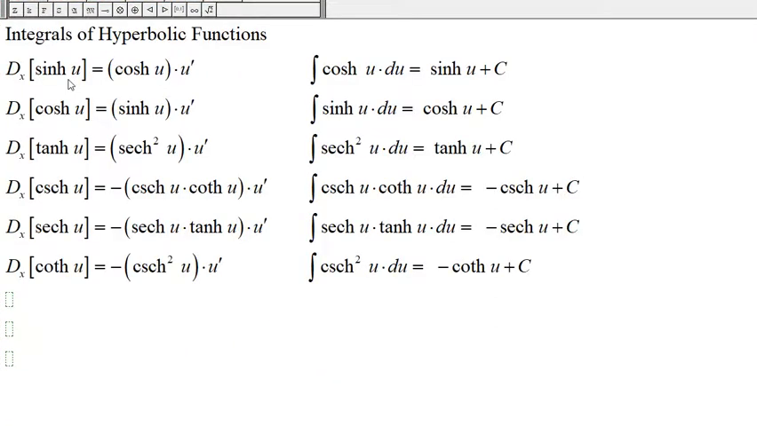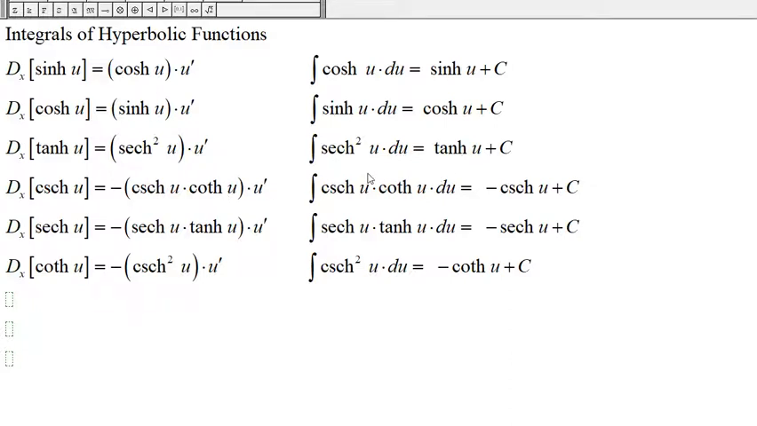The derivative of the hyperbolic sine is hyperbolic cosine, and therefore the antiderivative of the hyperbolic cosine will be hyperbolic sine. The derivative of hyperbolic cosine is hyperbolic sine, and so the antiderivative of hyperbolic sine will be hyperbolic cosine. And the derivative of hyperbolic tangent is hyperbolic secant squared, and therefore the integral or the antiderivative of hyperbolic secant squared will be hyperbolic tangent.